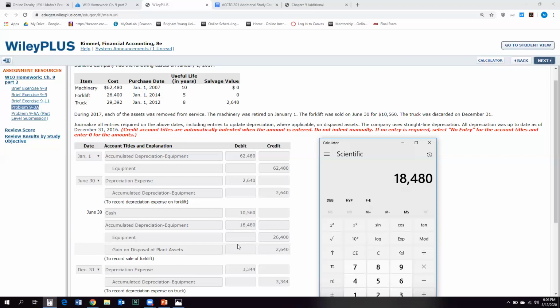I enter the cash, I debit the accumulated depreciation and credit the asset, and then any difference, if it's on the debit side, I list as an expense called loss on disposal of plant assets. If the difference is on the credit side, then I list that as a revenue called gain on disposal of plant assets. And when it's a loss, you're not subtracting it anywhere? No, it'll just be a debit entry instead of a credit entry. Okay.